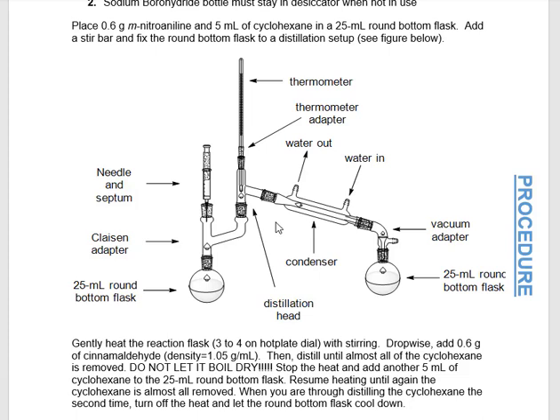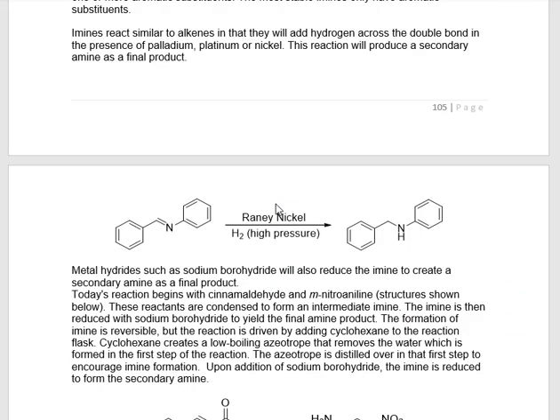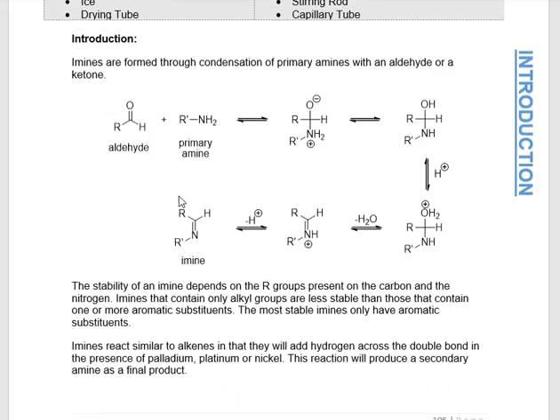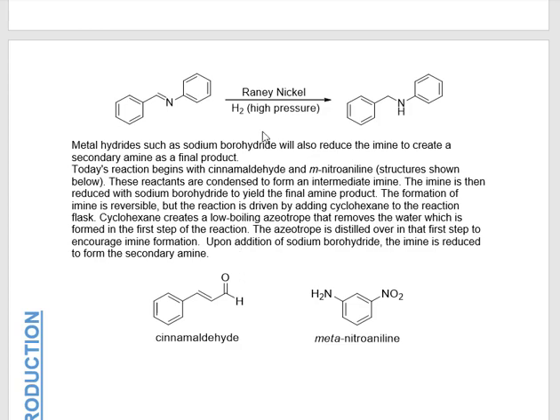Now, one other side note here. It's very important that you do this reaction sequentially, right? You're going to first make the imine, then you're going to reduce it, not using Raney nickel, but using sodium borohydride. And don't think this is the product you make, because this is not the imine that forms between these two. You need to pay attention to the structures.